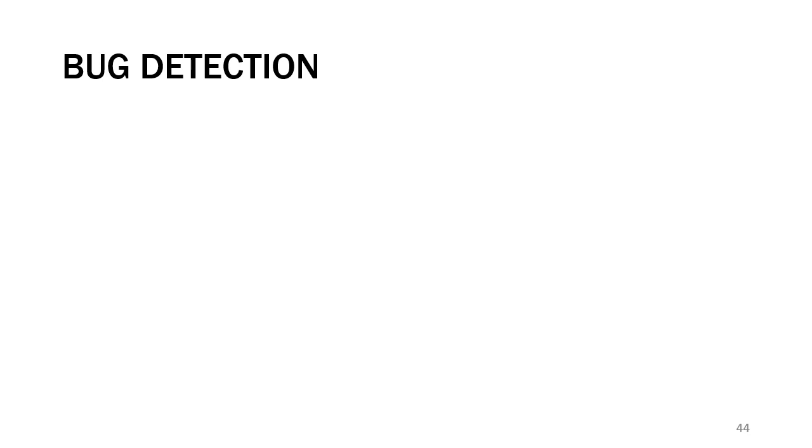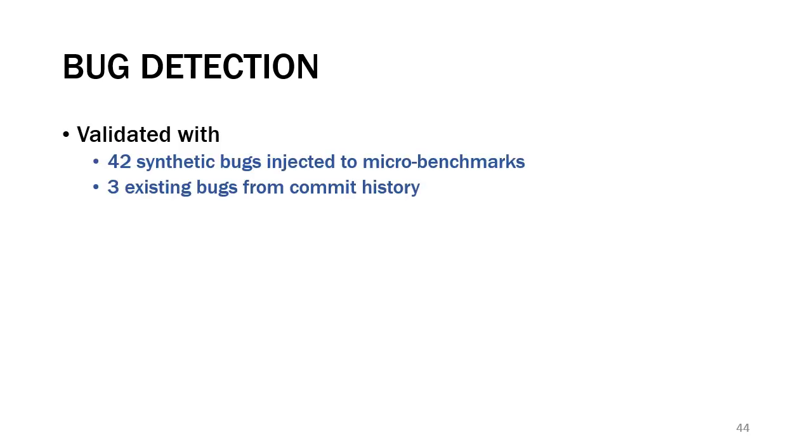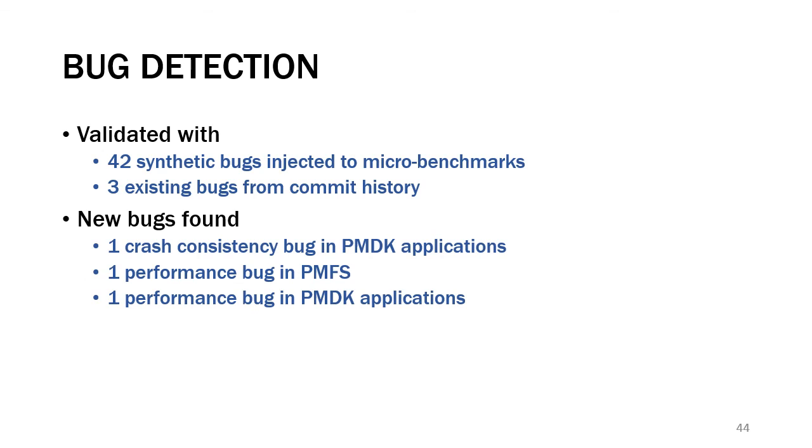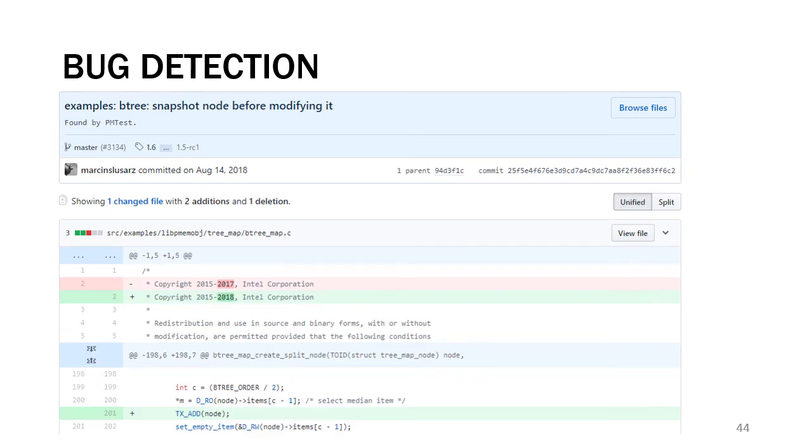And finally, we evaluate the bug detection. We have validated PMTest with 42 manually crafted bugs and 3 bugs we found in the commit history of our workloads. We also found new bugs, 1 crash consistency bug in PMDK applications, 1 performance bug in PMFS, and 1 performance bug in another PMDK application. And here's a bug fix from Intel.